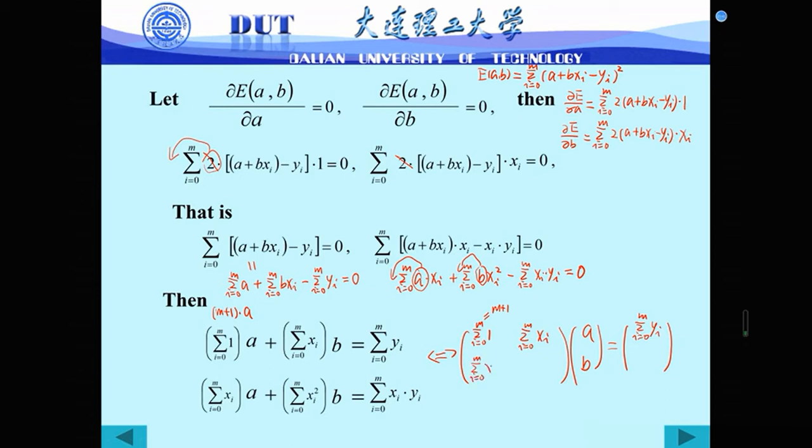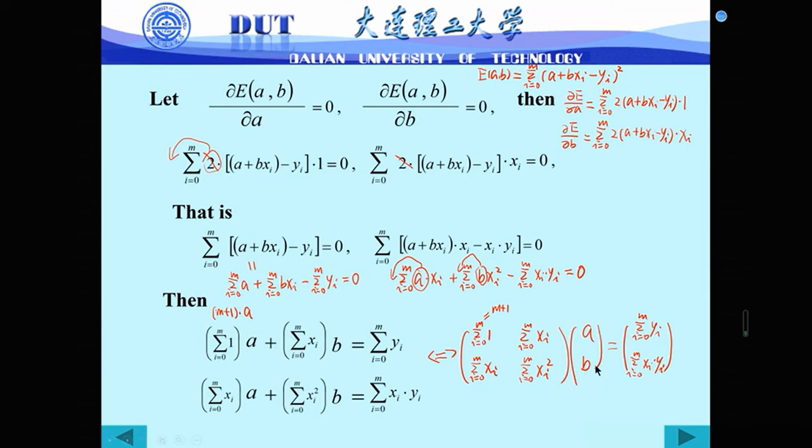In this equation, the first term here is the sigma i from 0 to m of x_i, and you should know. Now you see, these two elements are the same, right? They are the same, the summation of x_i. And this term here, the coefficient, is sigma i from 0 to m of x_i squared. And this row multiplied by the A and B column equals this element, the summation i from 0 to m of x_i multiplied by y_i. That means we obtain this 2x2 linear system.